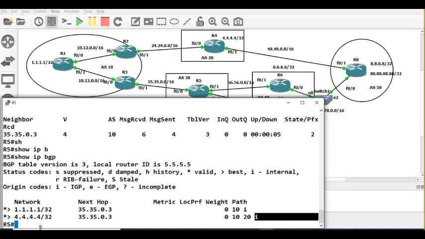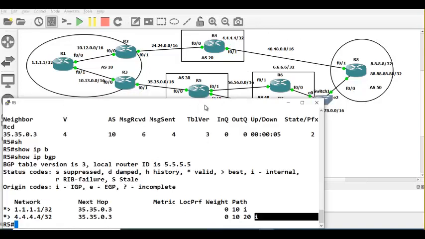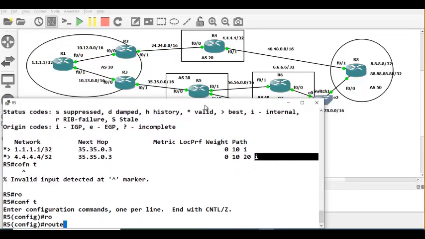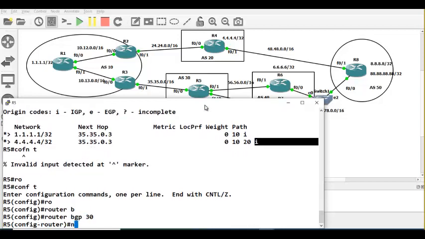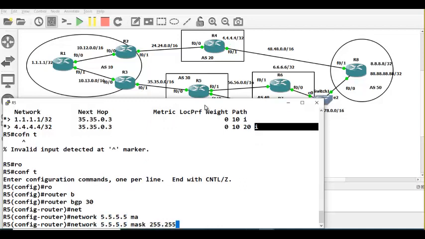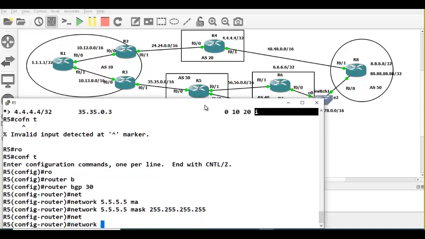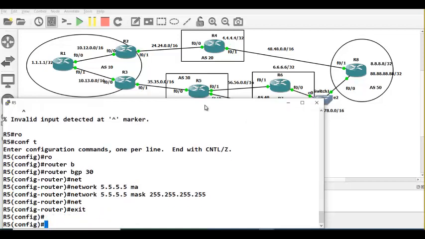I wish to show you an example for redistribution. The redistribution should have a question mark. On router 5, what I'm going to do is advertise this network 5.5.5.5. Router BGP 30, network 5.5.5.5 mask. I'll also advertise the network. No, I'm going to redistribute the network. First, I'll write one static route, just a dummy route. They don't really exist. IP route 5.5.5.5.